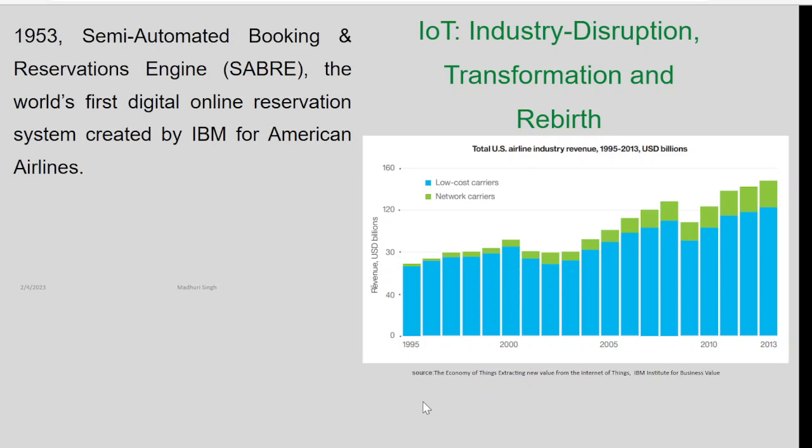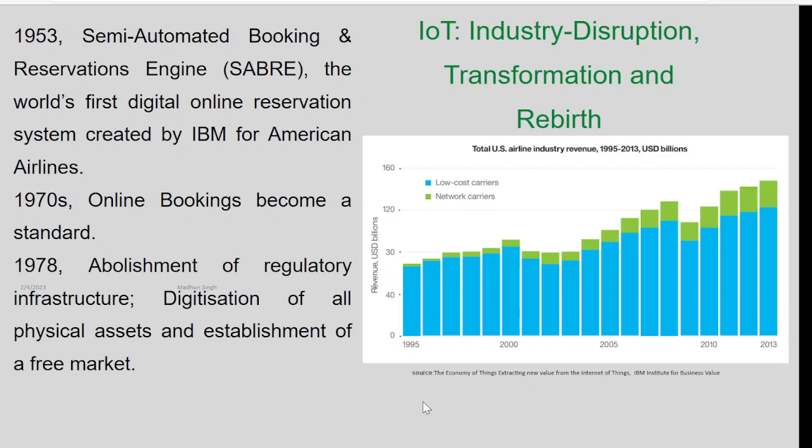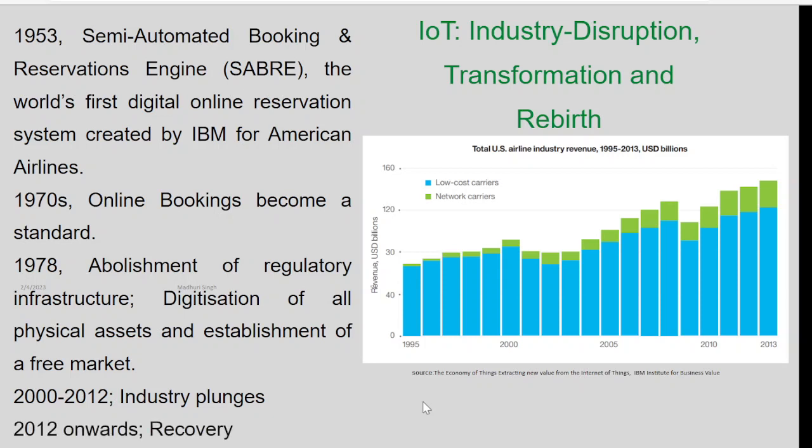In 1953, IBM created the world's first digital online reservation system, namely a semi-automated booking and reservations engine for American Airlines. Till the 1970s, online bookings had become a standard, and in 1978, the regulatory infrastructure was abolished and all physical assets were digitized, which could now be freely exchanged in the deregulated market. Despite experiencing profit plunges from 2000 to 2012, the industry has now fully recovered and been consistently profitable.